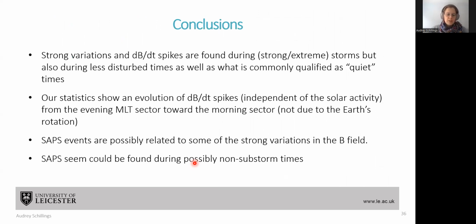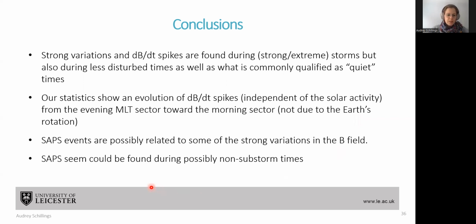And then our statistics, about storm and non-storm time, show an evolution of the dB/dt spikes from the evening sector towards the morning sector, which is independent of the solar activity, because this has been shown in both statistics. So during the storm, as I showed you, but also during the other statistics during non-storm time. And this is not due to the Earth's rotation, because we did check that.